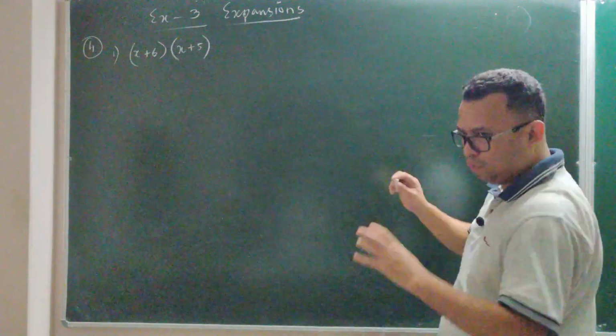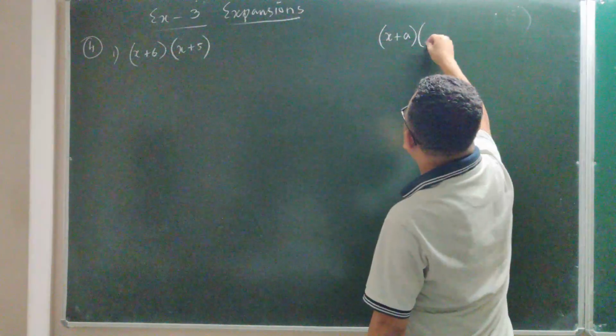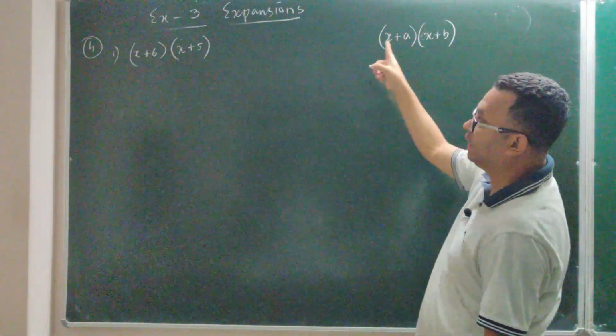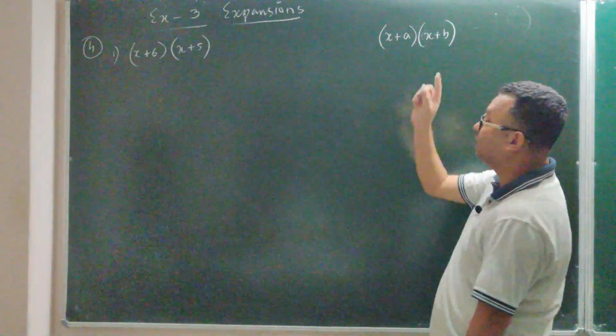If you want, you can use a formula also. If you have something like this, x plus a into x plus b. So if the first term is same, like in this case you can see x, and the second terms are different, you can see here it is a, there it is b.